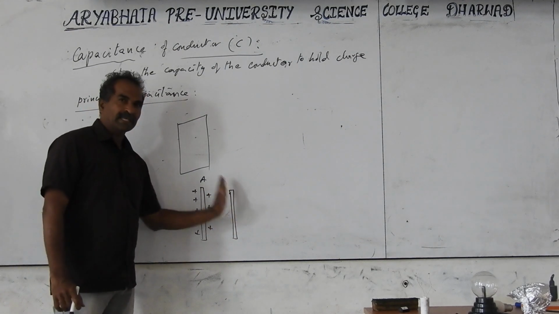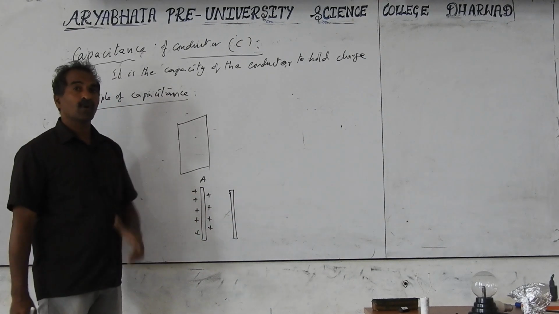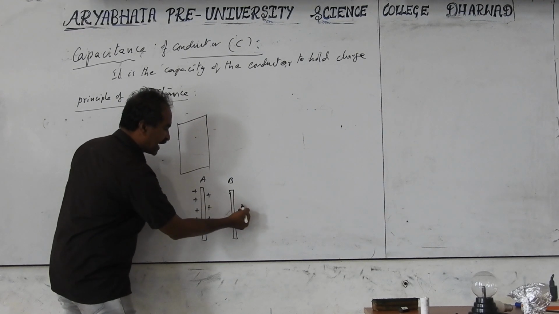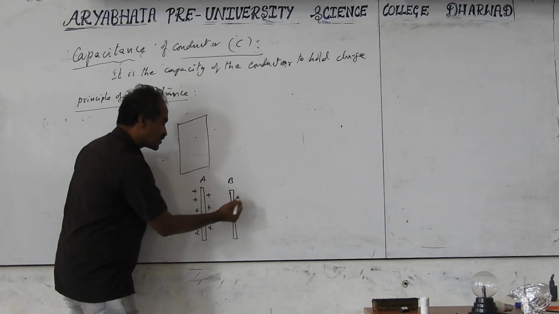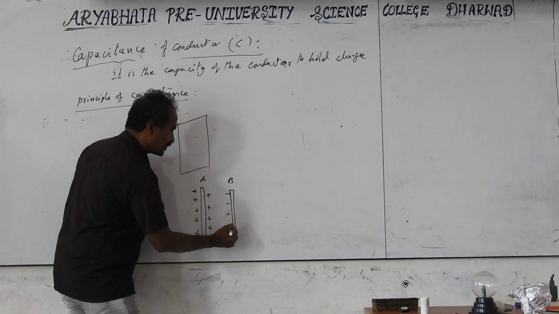Take the neutral plate. By keeping the neutral plate close to the charged plate, we can increase capacitance by some amount. How? This plus attracts the electrons of plate B from the right side surface to the left side surface. So electrons will come because they are attracted by the plus, and they gather on this side. This plate is neutral, so the same amount of plus charge will be on the other side.